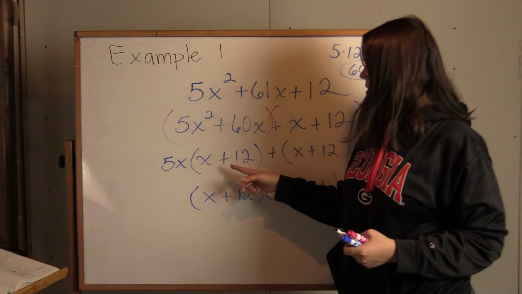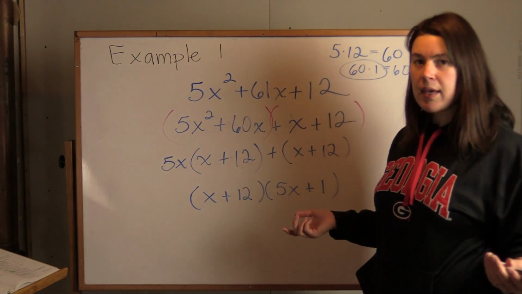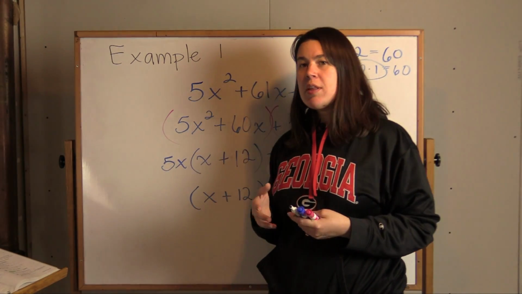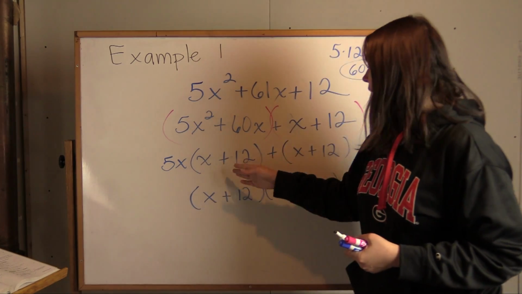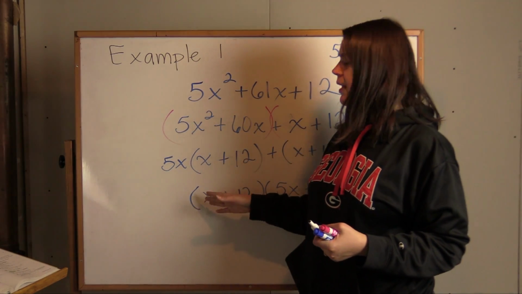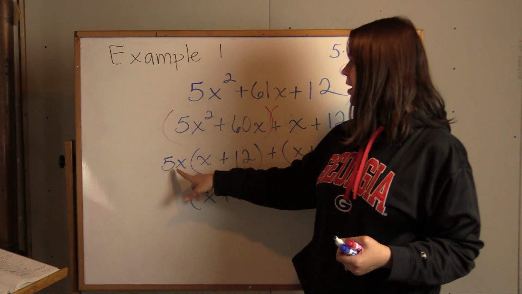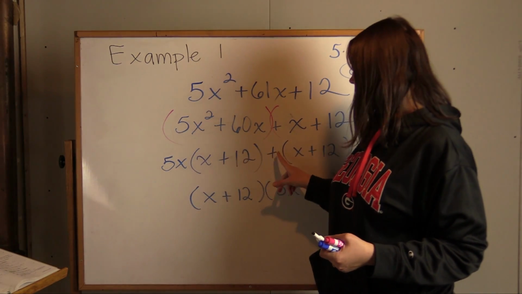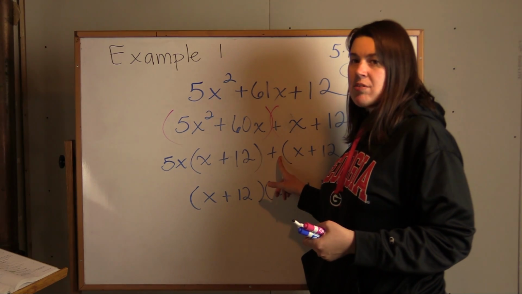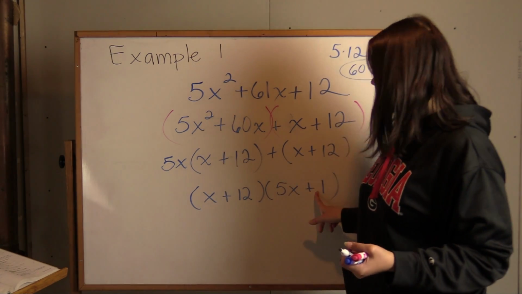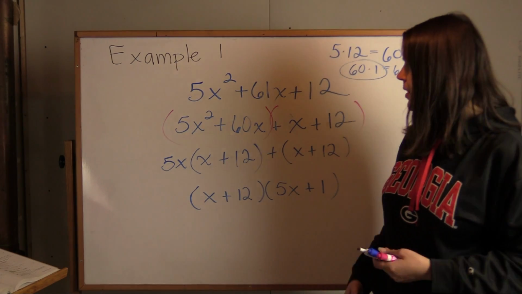But if you notice, x plus 12 ends up being the binomial that they both have in common. So I factor out x plus 12 and I write what's left behind. When I remove the x plus 12, what's left? I have a 5x, a plus sign, and then the factor on the outside of this is invisible, so that means it's just 1. All right.